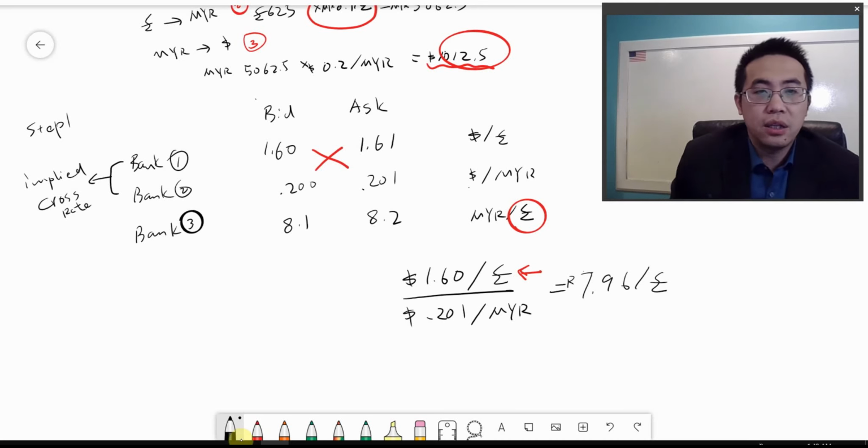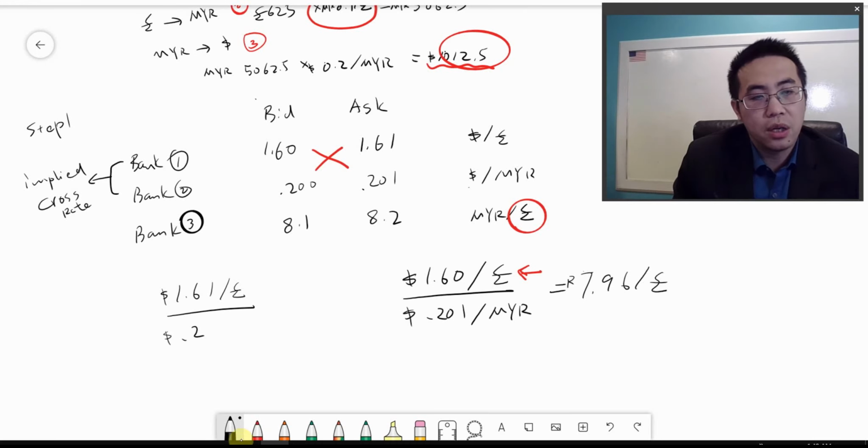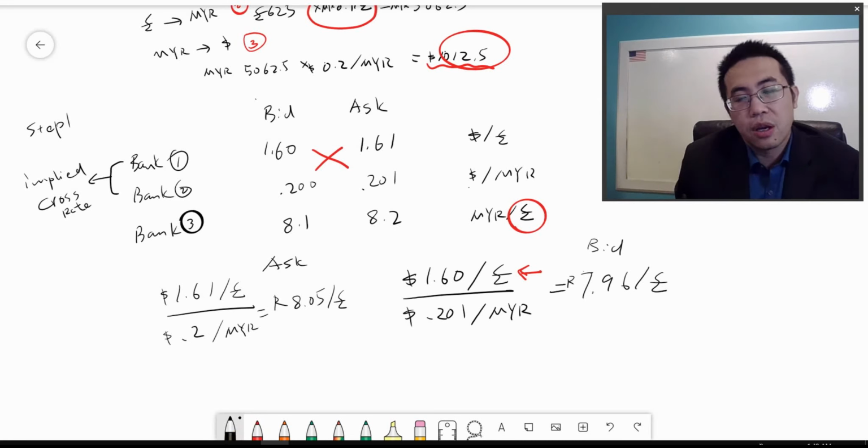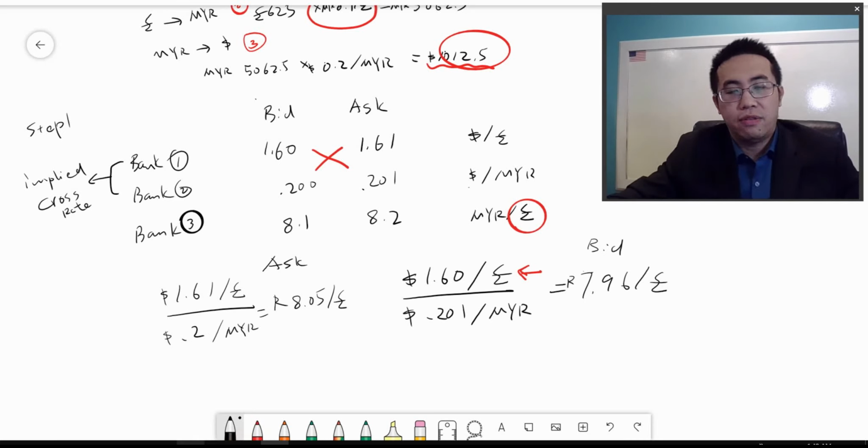All right, and you will do another diagonal combination here, $1.61 per pound over $0.2 per ringgit. This will give you 8.05 ringgit per pound. So the larger one is the ask price, the lower one is the bid price. Okay, just be careful with that.